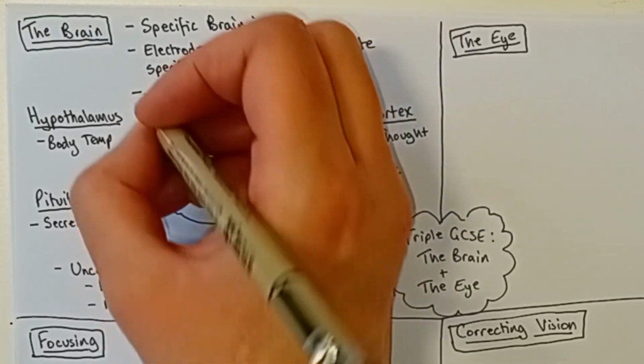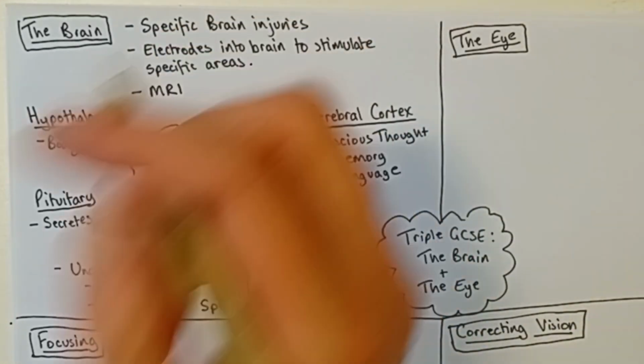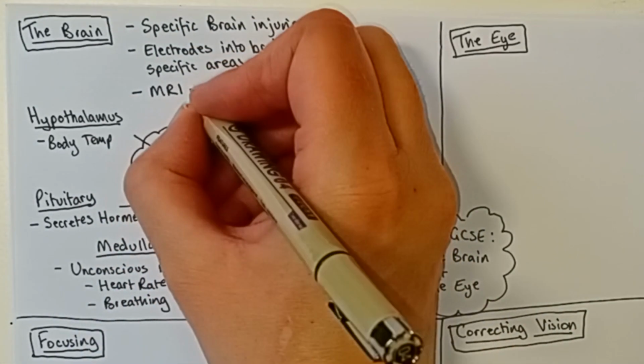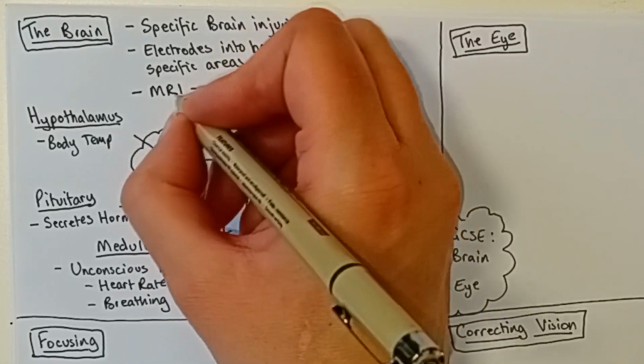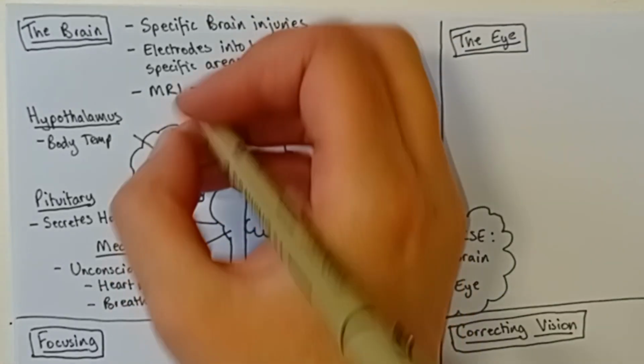And more recently, we've been able to use MRI scans, so magnetic resonance imaging. So we can use MRI scans, ask people to do a certain function, and then see which part of the brain is active.